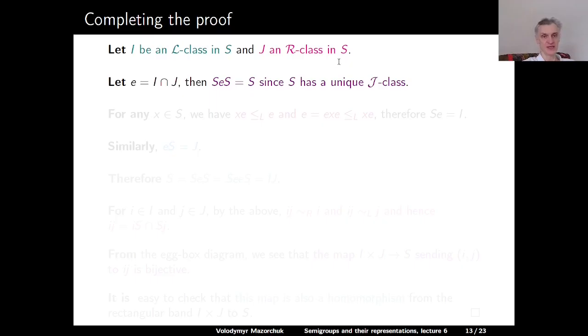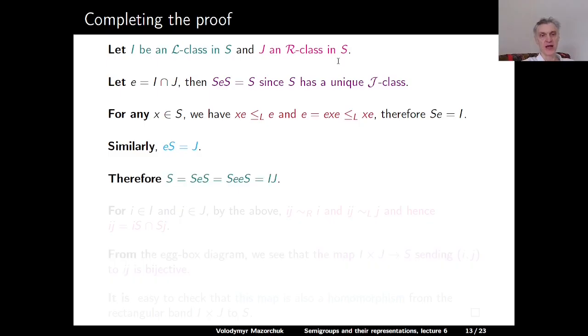Let E be the intersection, that's an idempotent, and then we know that the two-sided ideal generated by E is the whole semigroup. For any element x in S, we have that xE is of course L less than or equal to E, but at the same time E is equal to ExE, so E is L less than or equal to xE, and so I is actually the left ideal generated by E. Similarly, J is the right ideal generated by E, and so S, which is equal to SES, and which is equal to SE times ES, is equal to I times J.